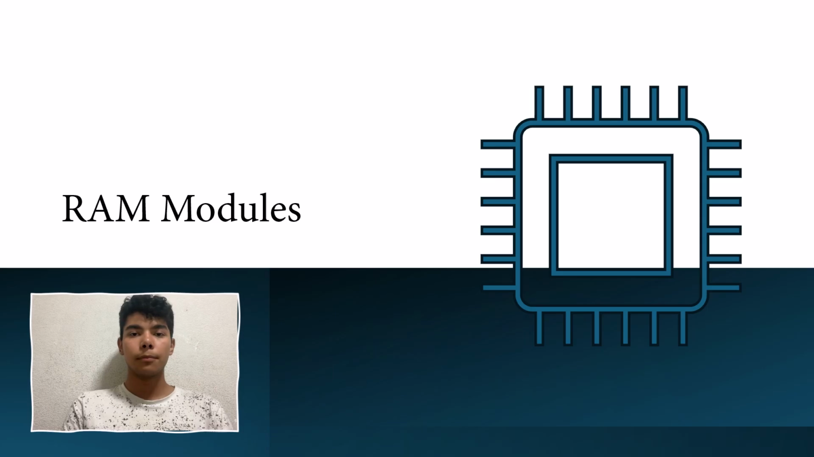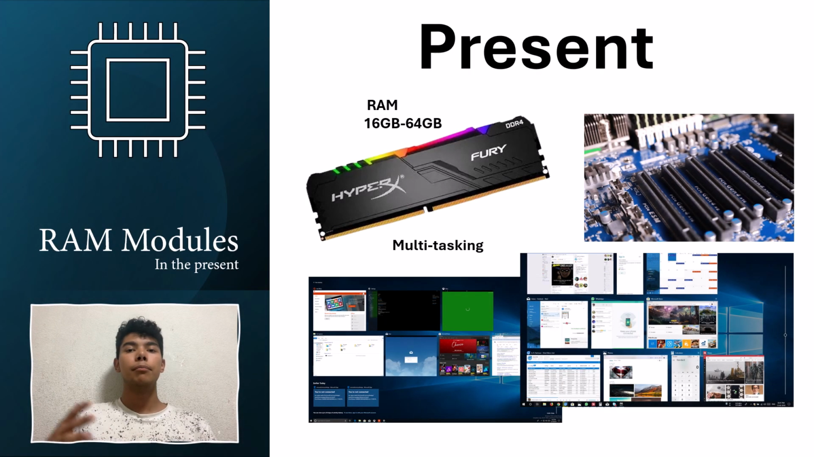RAM module. The present RAM module is bigger now. It holds 8 gigabytes to 64 gigabytes or more of capacity. It's very fast and it can open many apps, games, and run multiple programs at once. This is called multitasking.